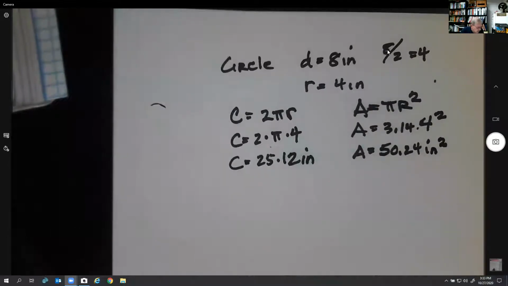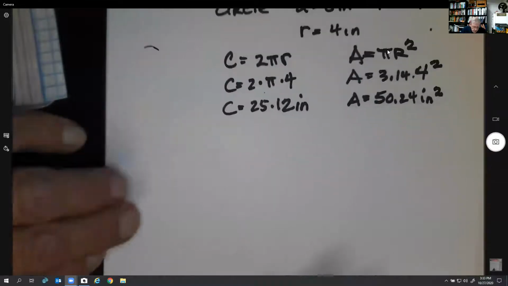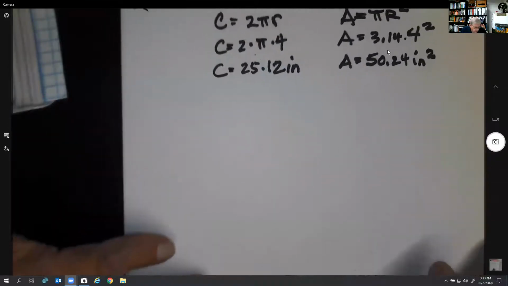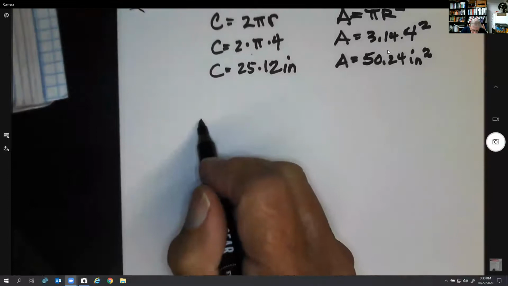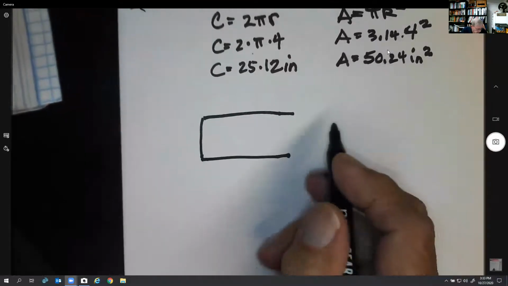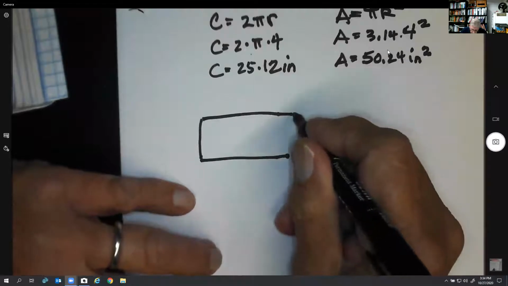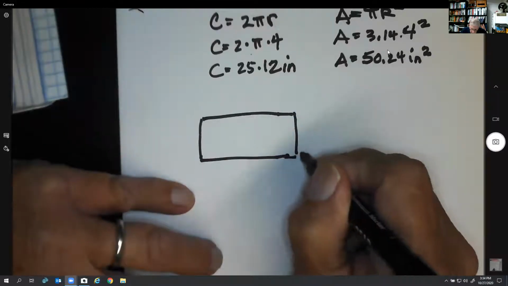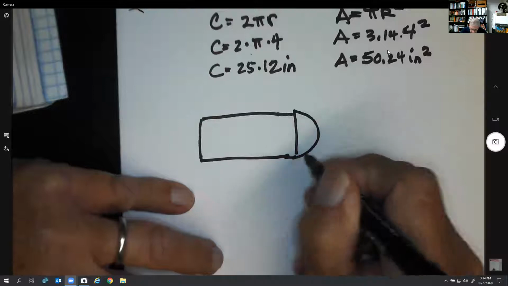Okay. We're not going to worry about rings and all that stuff. I am going to look at a couple of problems here. Here I have a problem. Looks like a rectangle. And then the end of it is a circle. And we want to find out the area of this thing.